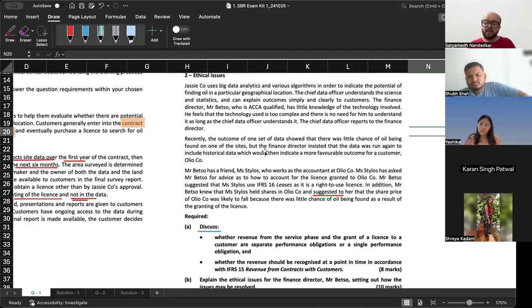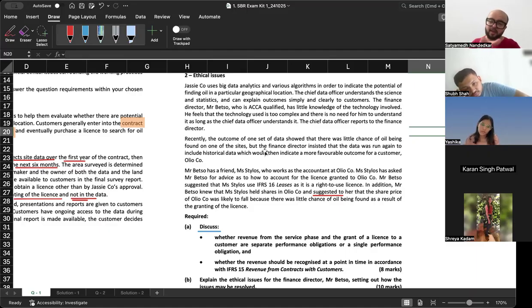Who's to know? In addition, Mr. Betsu knew that Ms. Stylos held shares in Oleo and suggested to her that the share price is likely to fall because there was little chance of oil being found. Here, there is a confidentiality issue. Information that you acquire during the course of performing your professional duties should not be disclosed. It has to be kept confidential.